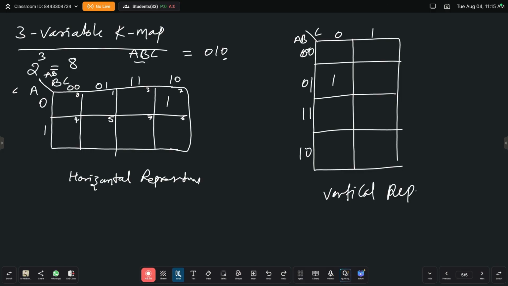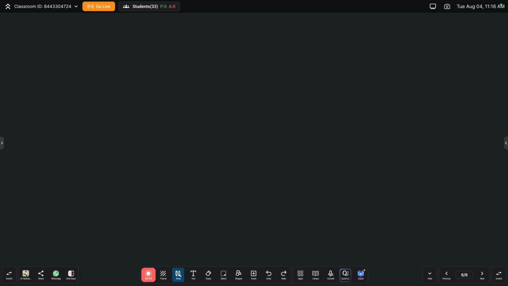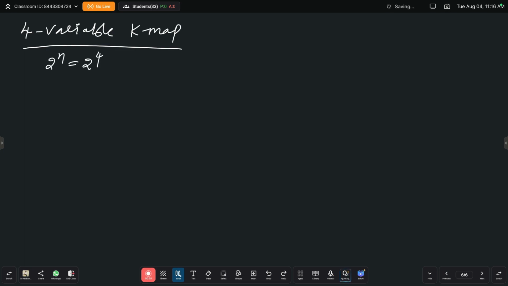3 variable K map is clear. Then we'll go for the 4 variable K map. Following? Yeah. 4 variable K map. Here 2 power n means 2 power 4. So how many cells are required? 16 cells are required to represent your K map.